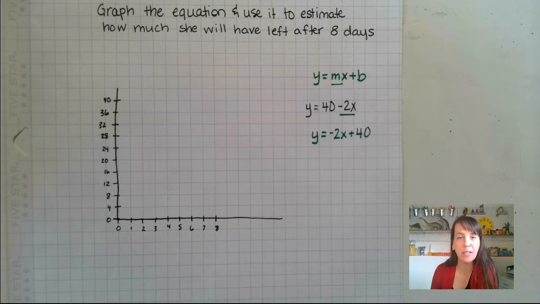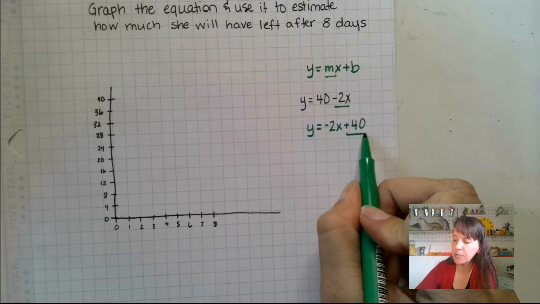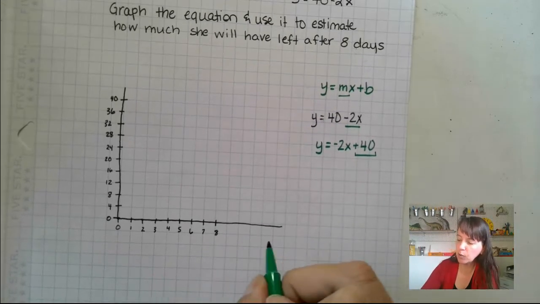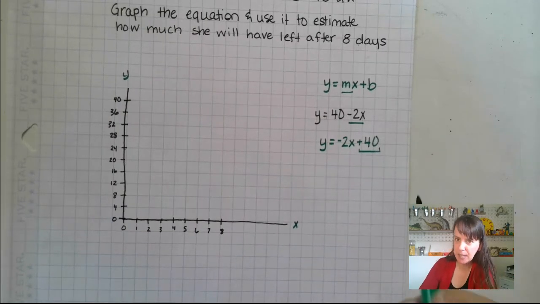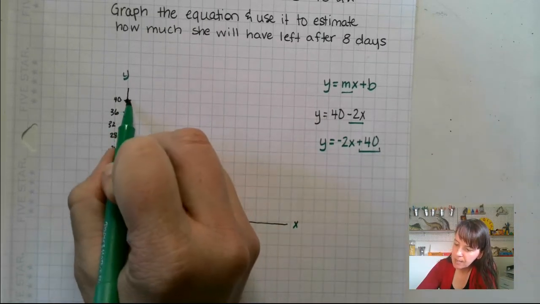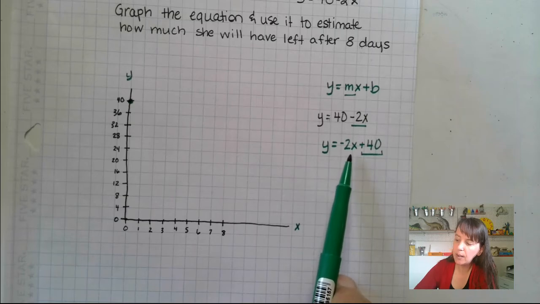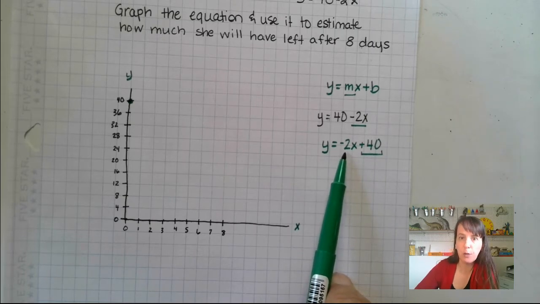Okay, so here's what we can do from here. Remember, for graphing, we always start with our y-intercept. That's this one over here. That's where it crosses on our y-axis. And remember, our y-axis is up and down, right? So we're going to start at 40 here. Now, our rate of change, or our slope, is negative 2.